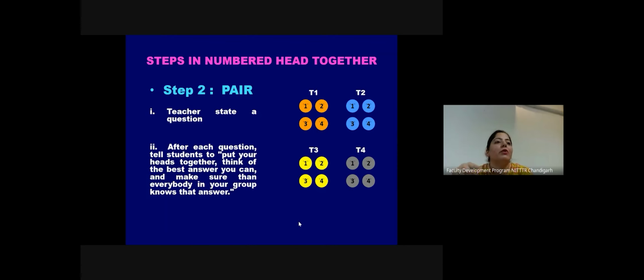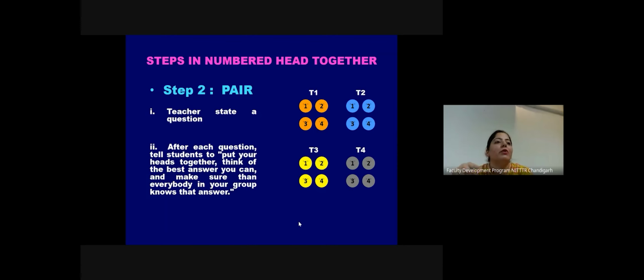Which is the law on which the concept of material balance is based? It can require reasoning or application based questions also. Do you expect the Hagen-Poiseuille equation to give accurate results for corroded pipes? Explain the reason why the flow of energy is unidirectional in an ecosystem. So any kind of question can be developed with the help of numbered heads together.